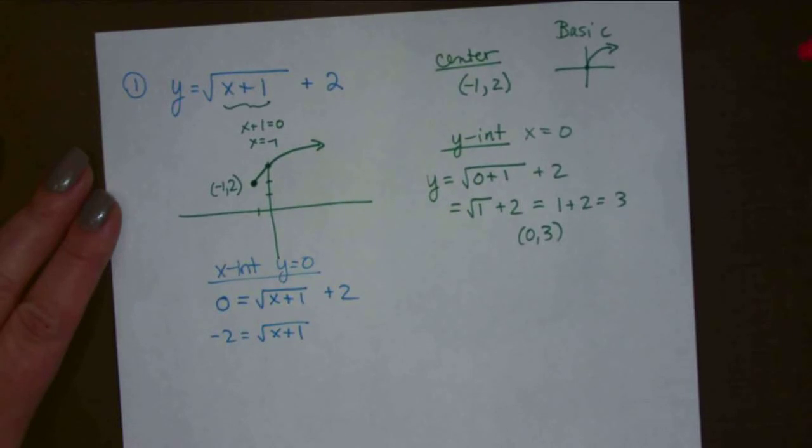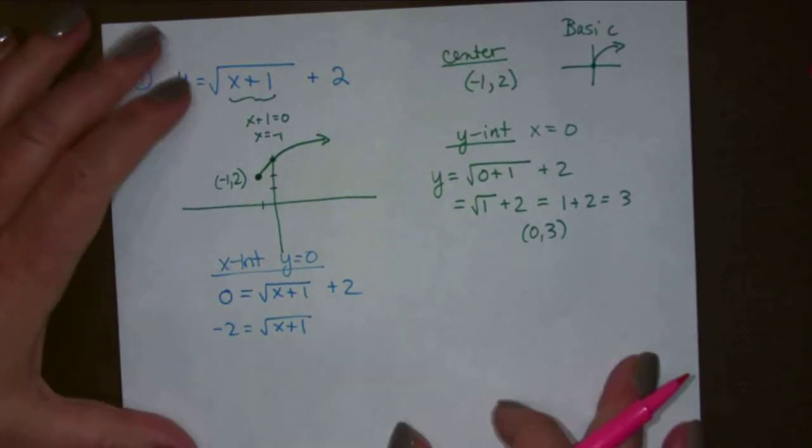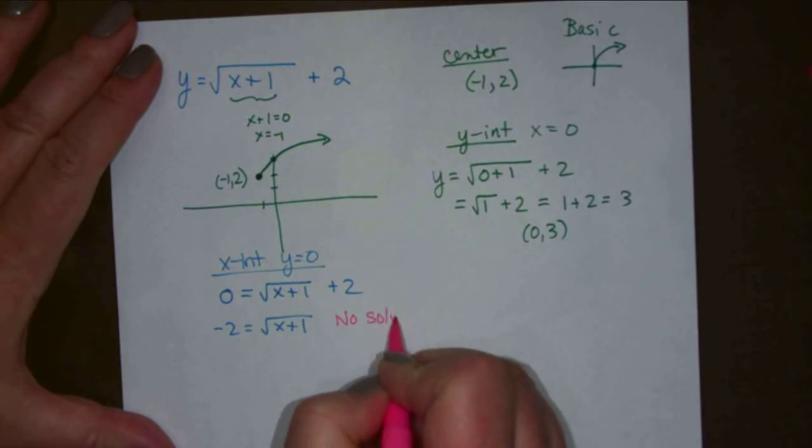So at this point, you should say there's no solution. Why? A square root can't give you a negative answer. It always gives you a positive answer. But what if you kept going by accident? What would end up happening? What do you do to both sides? So this right now tells us no solution. Okay, that is it. You would stop.